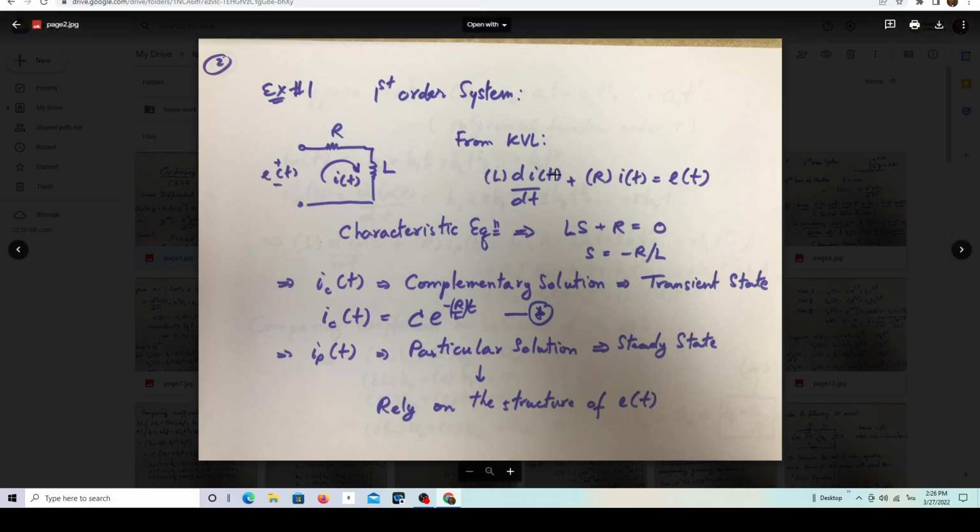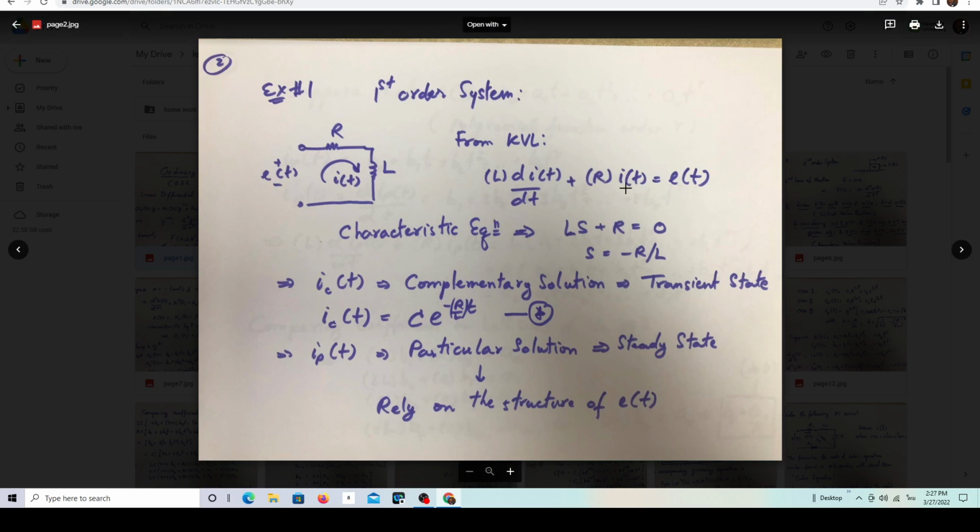To solve the general form of this, it is a very easy example of a linear differential equation. It's only first order. We call it first order because in this equation you have a differentiation term, and the differentiation term here is only the first order term. So that's why we call this equation corresponding with a first order system.